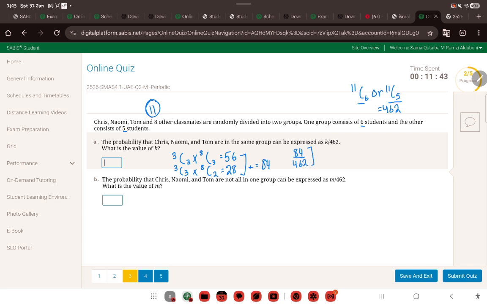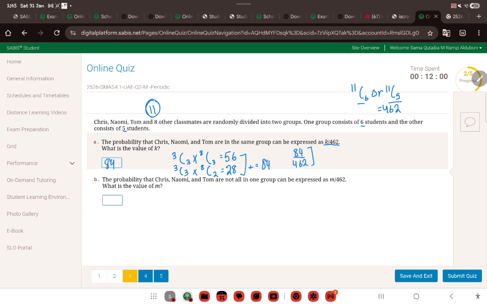So they didn't simplify it, so you keep 84 as it is. You don't simplify the fraction of the denominator. They gave it to you 462. If they simplified it, you simplify it as well, because they don't want it simplified. So we just simply write 84.